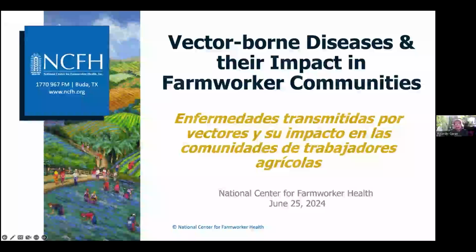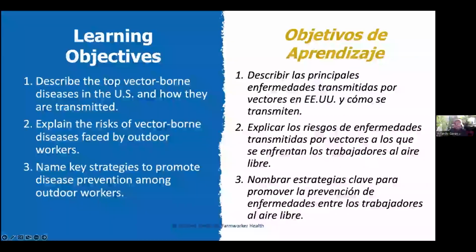So today's subject is very relevant to what you have been doing, and I hope that with this acknowledgement, you can go to the community and inform them about this subject matter. The title again is vector-borne diseases and their impact in farm worker communities.